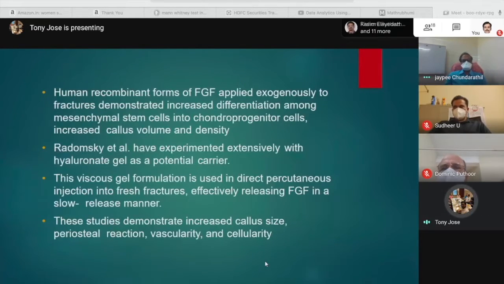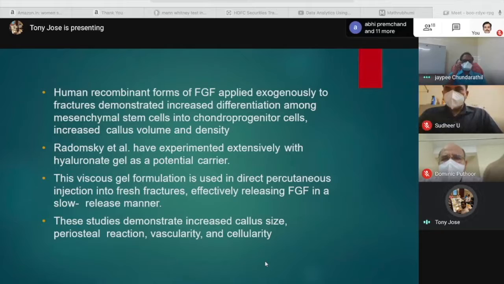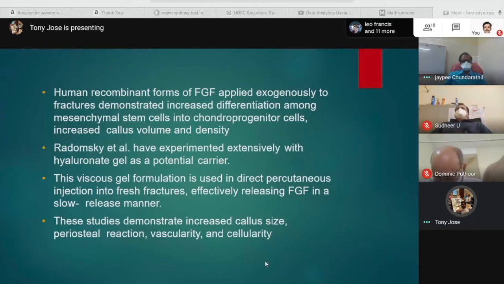Human recombinant forms of FGF applied exogenously to fractures demonstrated increased differentiation of the mesenchymal stem cells into chondroprogenitor cells and increased callus volume and density. Radomski et al. have experimented extensively with hyaluronate gel as a potential carrier. The viscous gel formulation is used in direct percutaneous injection into fresh fractures, effectively releasing FGF in a slow releasing manner. These studies demonstrated increased callus size, periosteal reaction, vascularity, and cellularity.